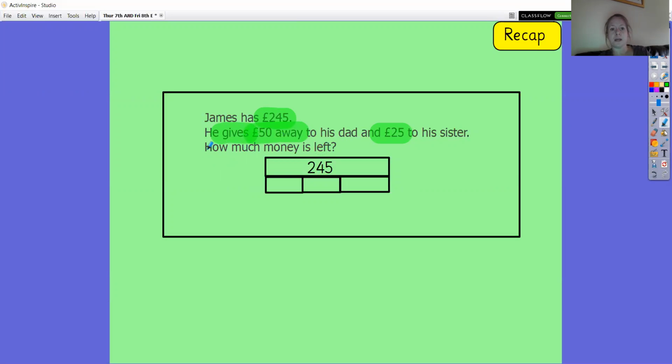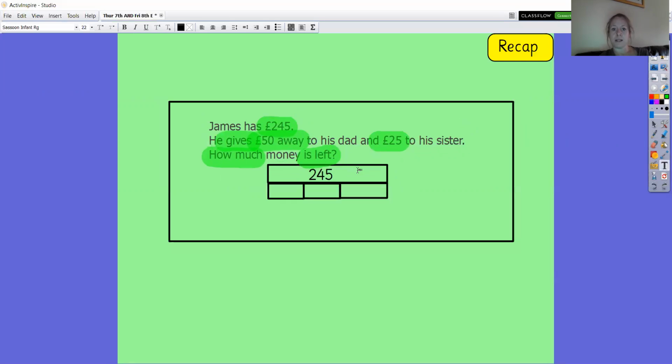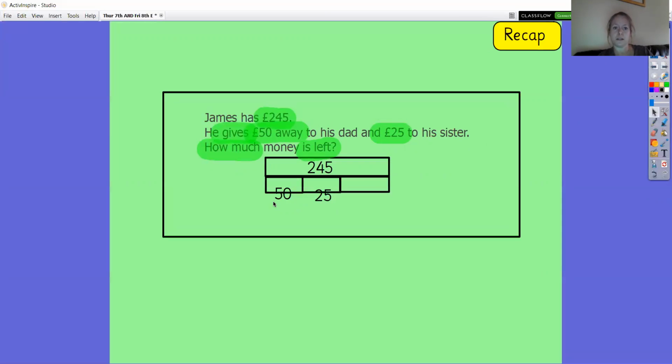And then this is the important bit, isn't it? How much is left? So we've read our problem, we've underlined the important information, and the words that we've underlined have helped us to understand what sort of question it's going to be. James has an amount of money, which we've put here, and he's giving some away. We want to know how much is left, which suggests that it is going to be a takeaway sum. So in the boxes down here, we know that he gave away two different amounts. So we're going to have two steps, two parts to this question. He gave away £50 to his dad and £25 to his sister. So I'm going to put those in there.